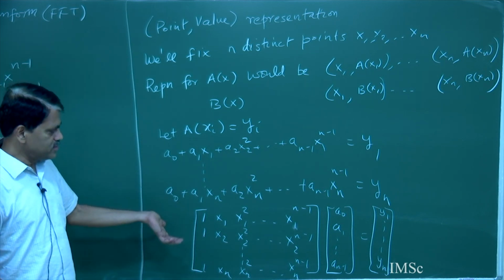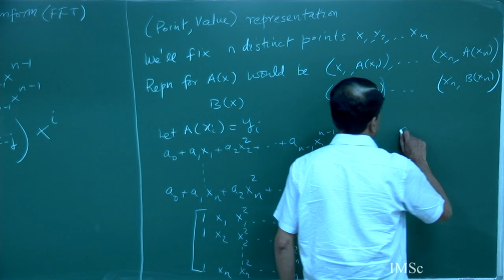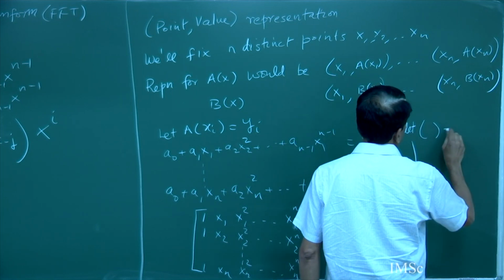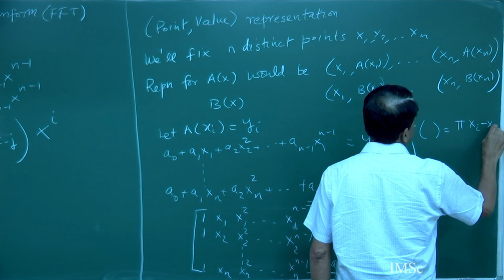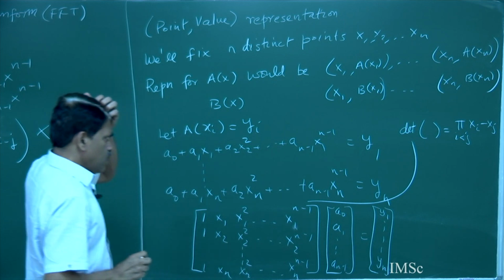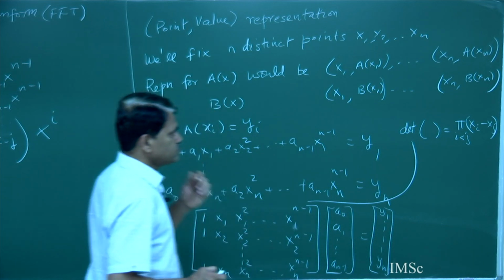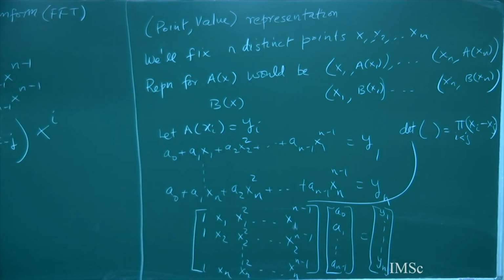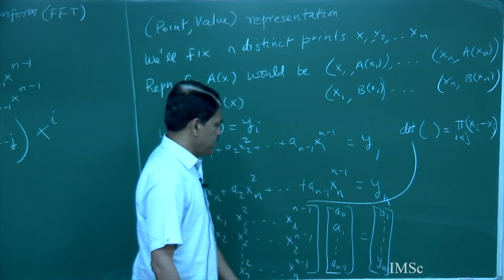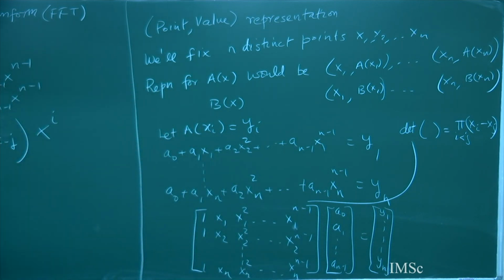Right, it's a special matrix. It's called Vandermonde's matrix, and the determinant of this matrix is the product of xi minus xj, for i less than j. And since all the xi's are distinct, I have this product which is non-zero. So you can compute the inverse and compute your ai's by this inverse times the yi's. Okay. So, this is how you can go from here to here and come back from there to here.